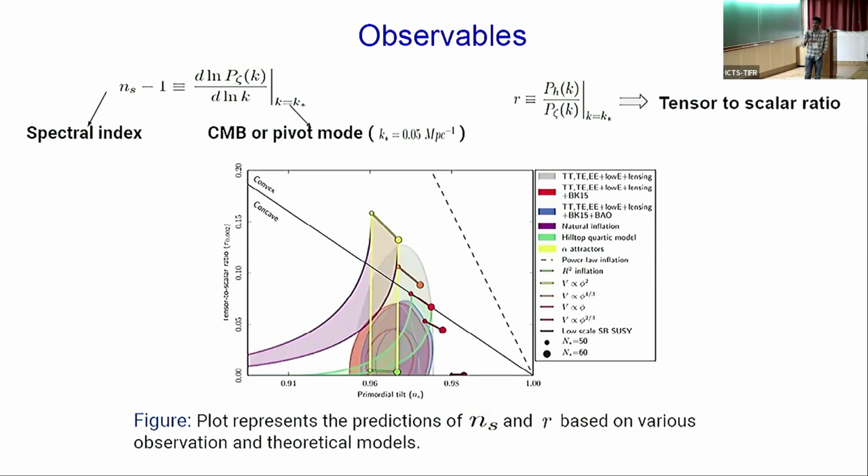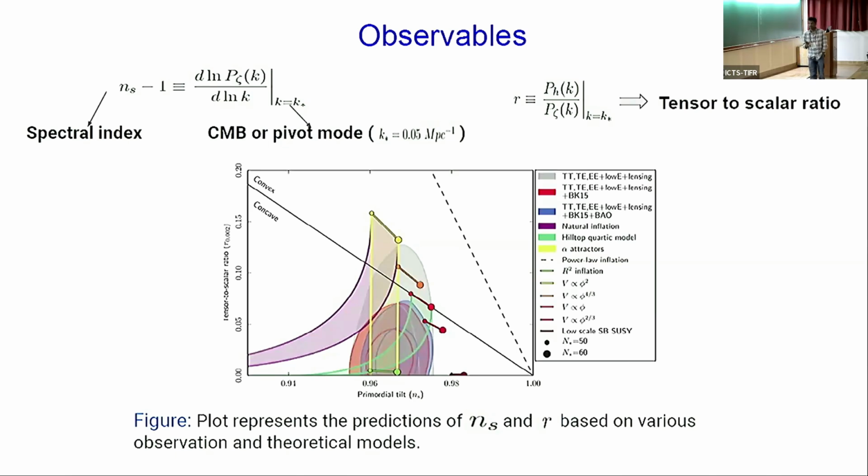Now I will define some observable quantities like the spectral index and the tensor-to-scalar ratio. These are given by this expression, and this plot illustrates the n_s-r values predicted from different theoretical models, as well as from different observations. The different colored contours represent the n_s-r values from different observations, and the different solid lines represent the n_s-r predictions from different theoretical models.